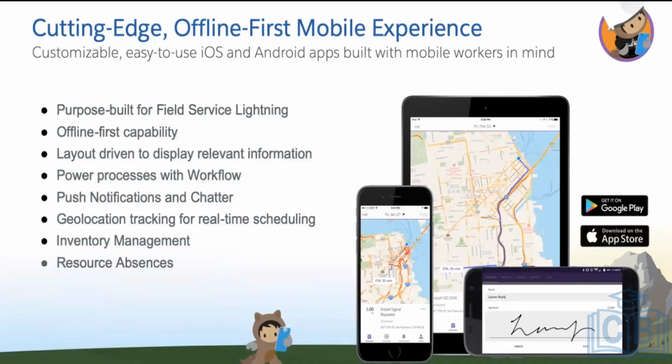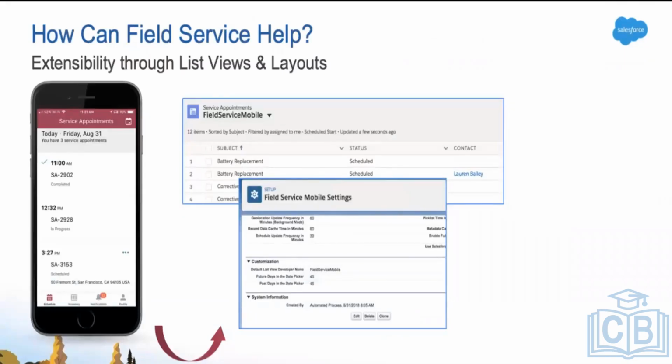One thing I would like to tell you here: in Field Service Lightning, to use the mobile app, sometimes it is required to customize your app. It is very extensible, including the list views and layouts in the Field Service Lightning mobile app. It works as the official mobile app when you install it from your store. If you have any Android or Apple device, you can install Field Service Lightning and use that mobile app.